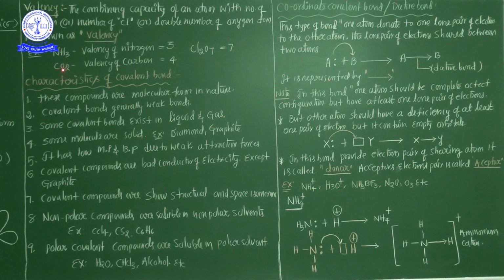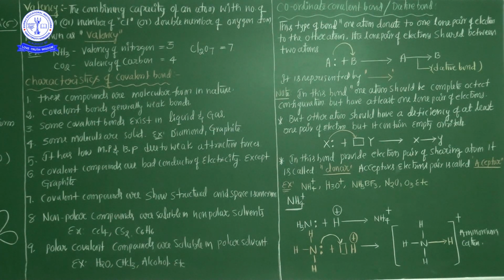Now see here, carbon dioxide. In carbon dioxide there are 2 oxygens, so double the number. Each oxygen is 2, so double the number means 2 twos are 4. So here the valency of carbon is 4. The valency of nitrogen is 3. Next one, Cl2O7. Here chlorine is 7: 7 twos are 14, which means each chlorine carries 7. So this is the valency.